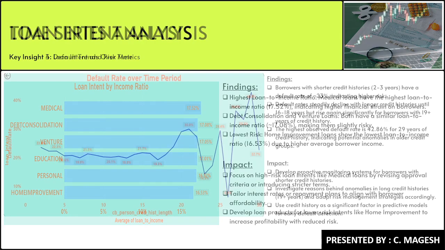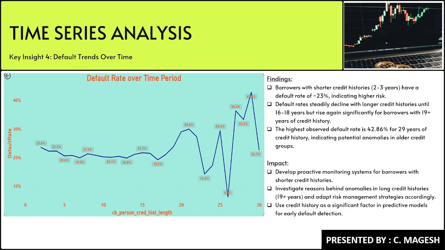Finally, let's explore the time series analysis. Borrowers with shorter credit histories, like 2 to 3 years, have default rates around 23%, highlighting higher risk. Default rates decline for credit histories up to 16 to 18 years, but rise again for 19 plus years with anomalies.